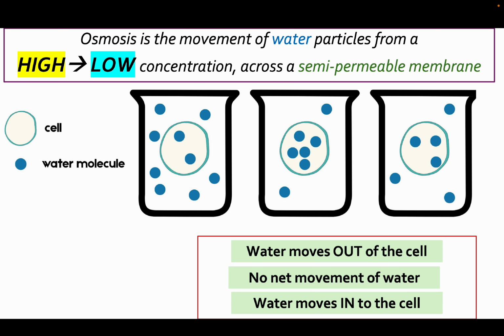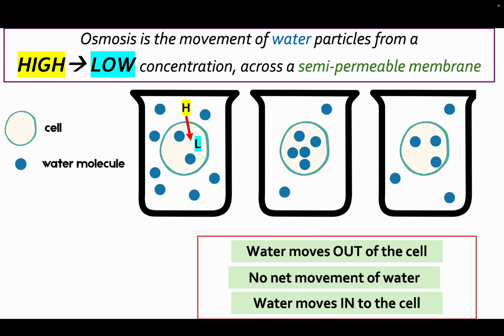So, let's have a look at whether or not we have a high concentration inside or outside the cell. In the first picture, you can see that there are more water molecules, meaning those blue circles, outside the cell. So, I'd call it a high concentration outside and therefore a lower concentration inside. Looking at our definition for osmosis, it always moves from high to low. So therefore, water should be moving into the cell.